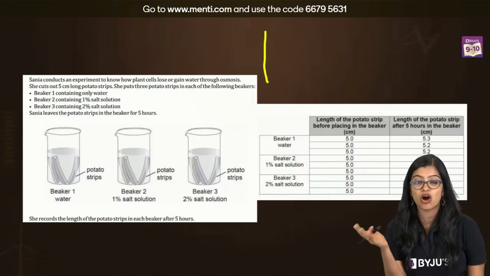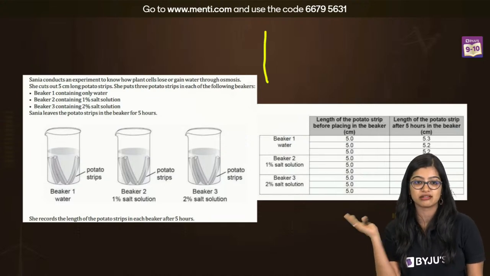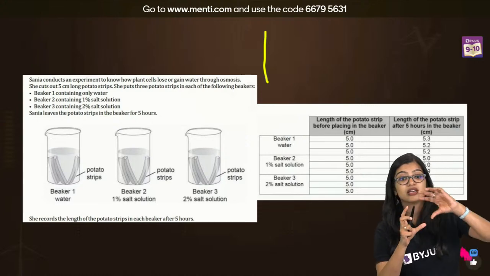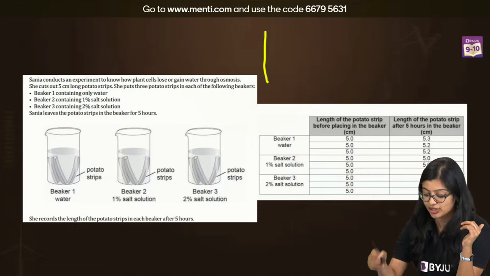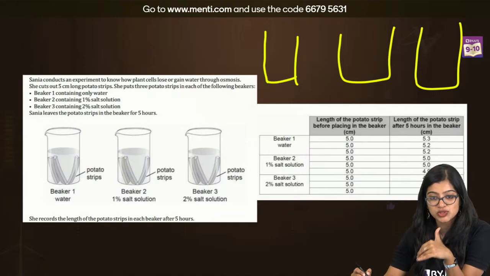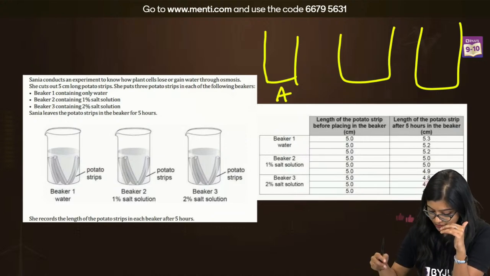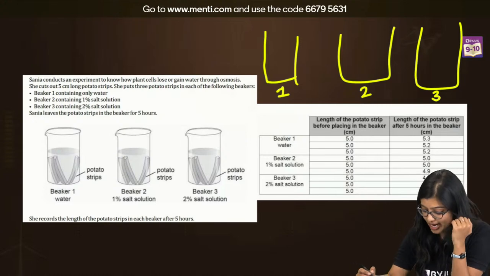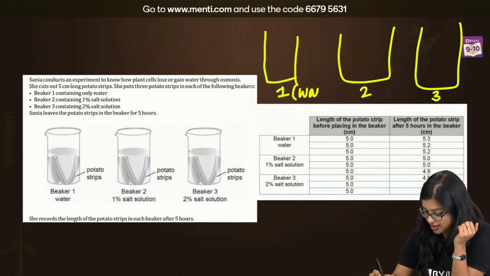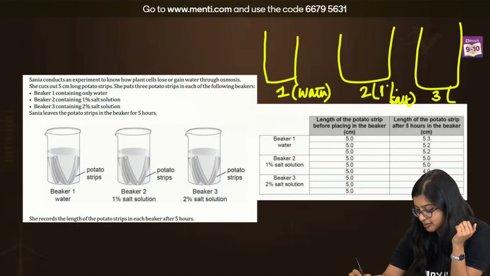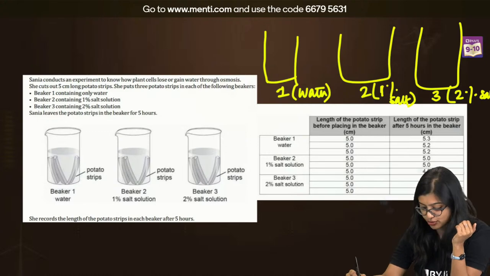If you're not able to see, options will come. This is just the question. I have not started your options, okay? This is the setting to the question. So you have 3 beakers, okay? Those of you who can't see on Menti, observe it on YouTube. So you have beaker 1, beaker 2 and beaker 3, all right? In beaker 1, you have water. In beaker 2, you have 1% salt solution, right? And in beaker 3, you have 2% salt solution, okay?